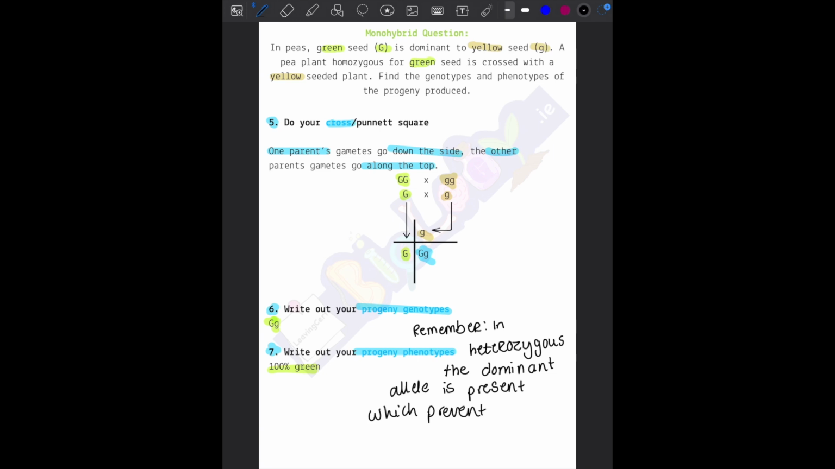Obviously, you can be given 2 heterozygous parents, a heterozygous with a homozygous, 2 homozygous dominant, or 2 homozygous recessive, but have a practice for yourself.